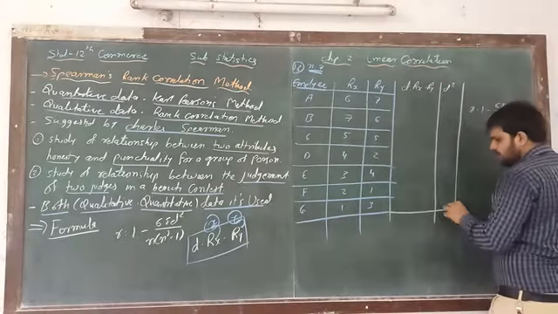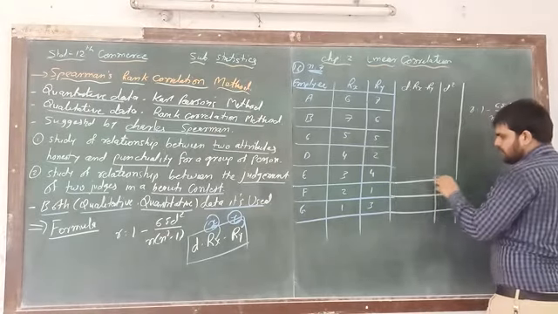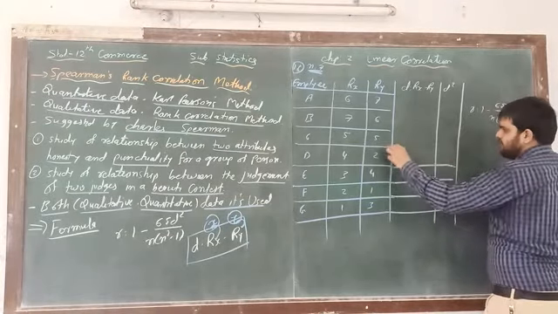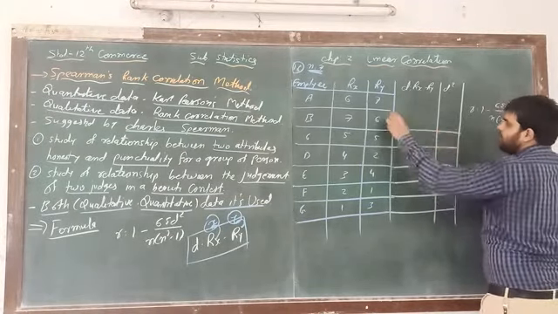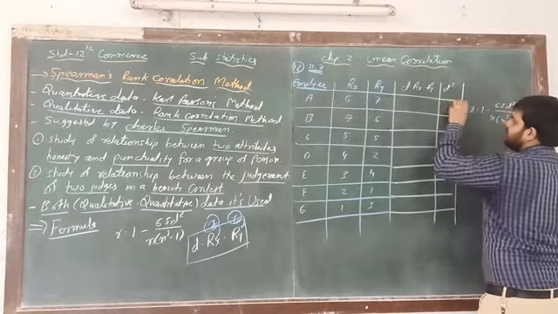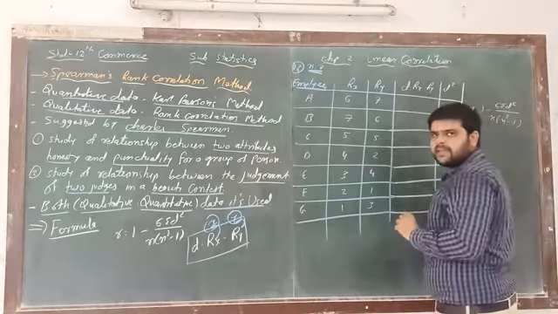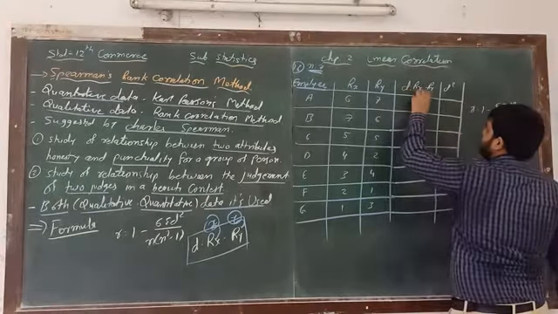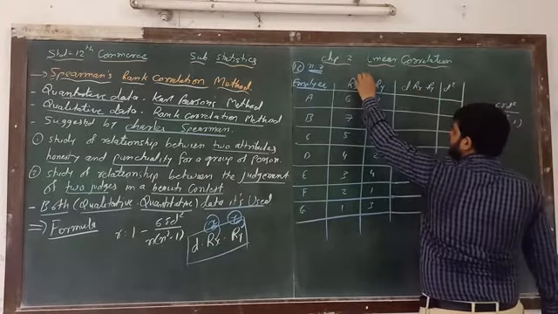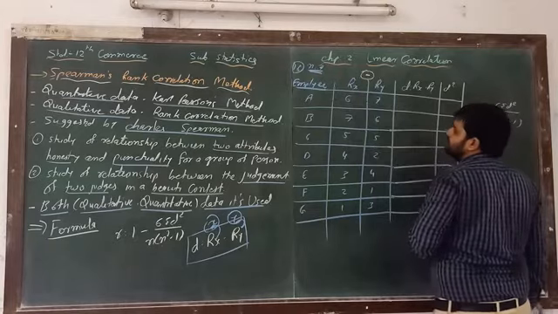Fine. So it's a very easy example. Only with the help of two steps, we have to find out the rank correlation method. Okay. Now what we have to do? Rx minus Ry. So Rx minus Ry.